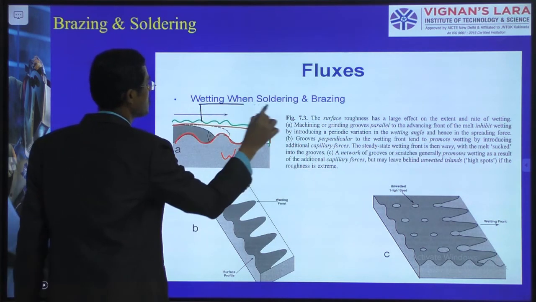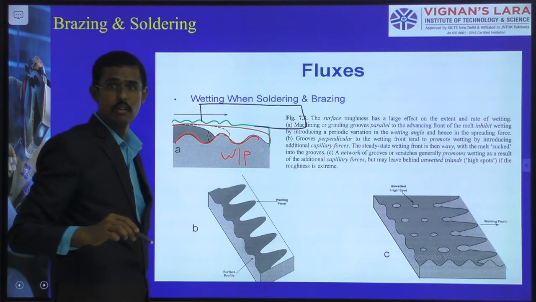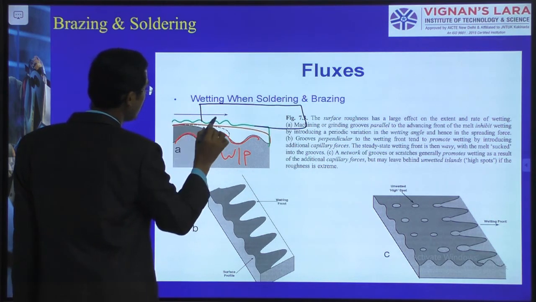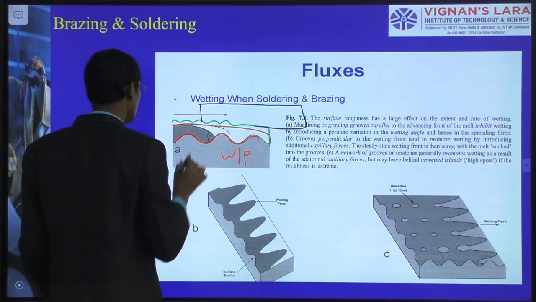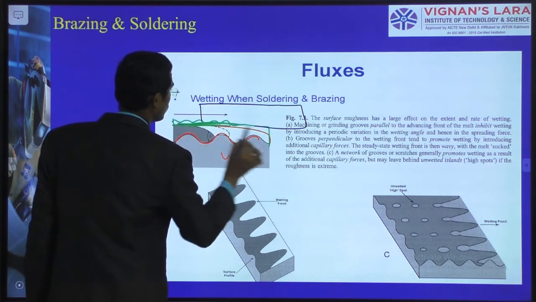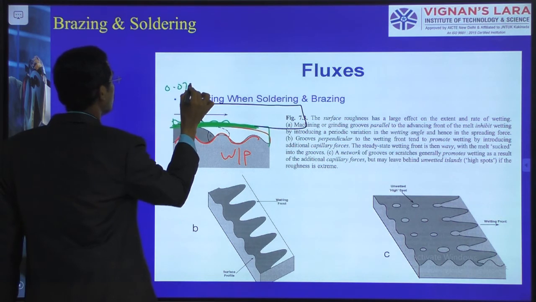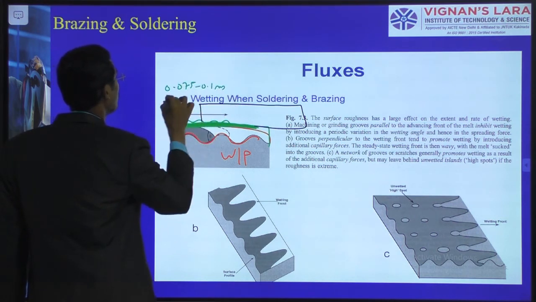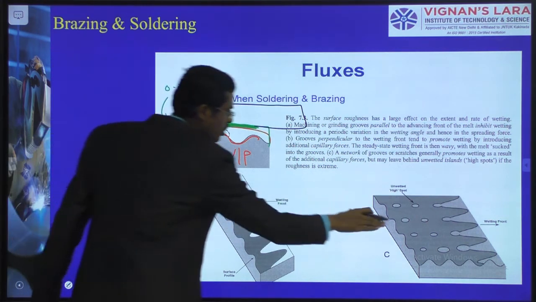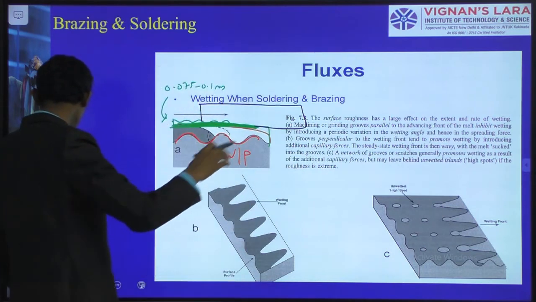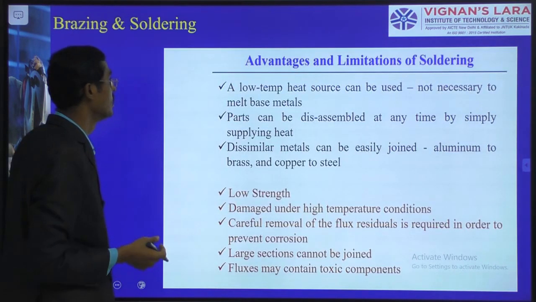So here one more specimen is there. We are doing the lap joint. Here the filler material is going to fill the gap, which is about 0.0575 to 0.1 mm. So it flows inside and you can easily join.